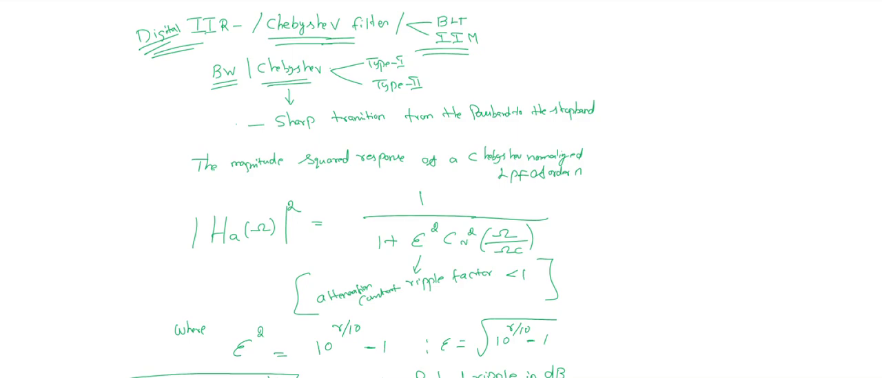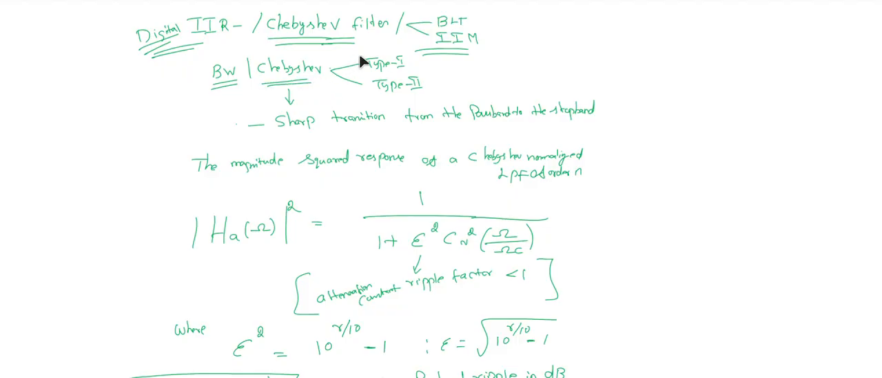In this session, we'll discuss digital IIR filter design from an analog filter, the Chebyshev filter, using either the bilinear transformation method or the impulse invariant method. In the last few sessions we discussed how to design an IIR filter from the analog Butterworth filter using bilinear transformation or the impulse invariant method. So in this session, the Chebyshev filter.